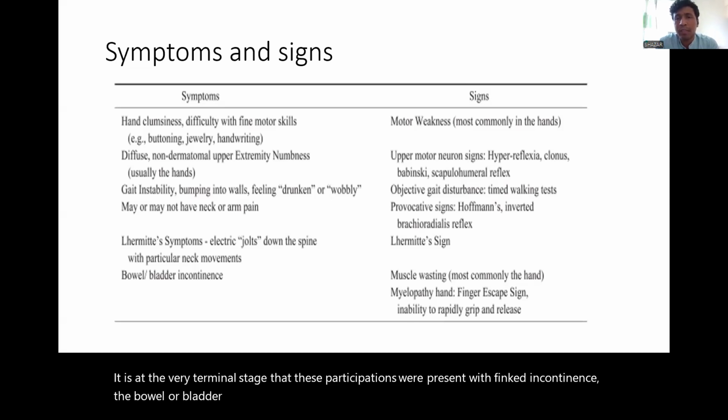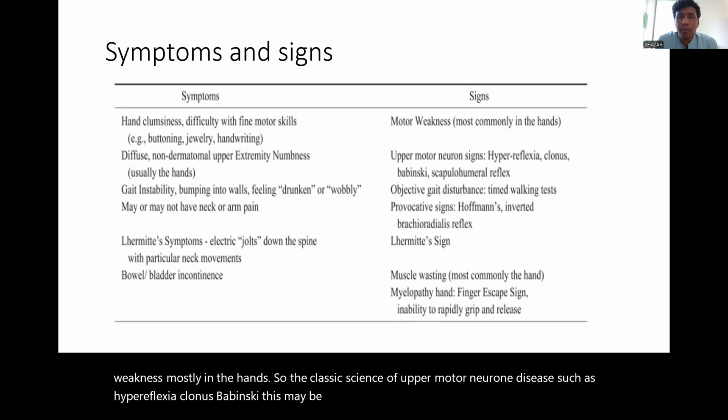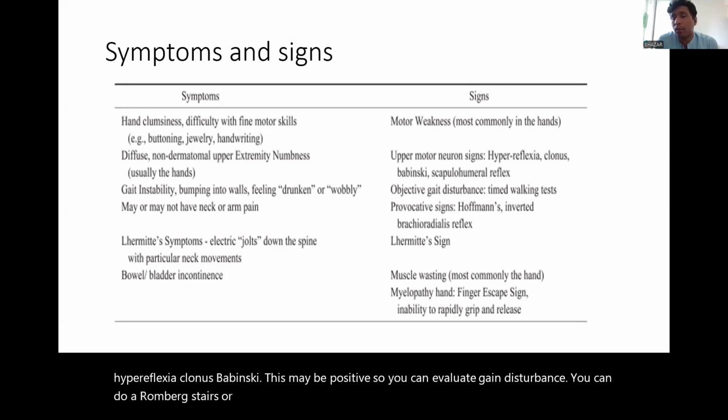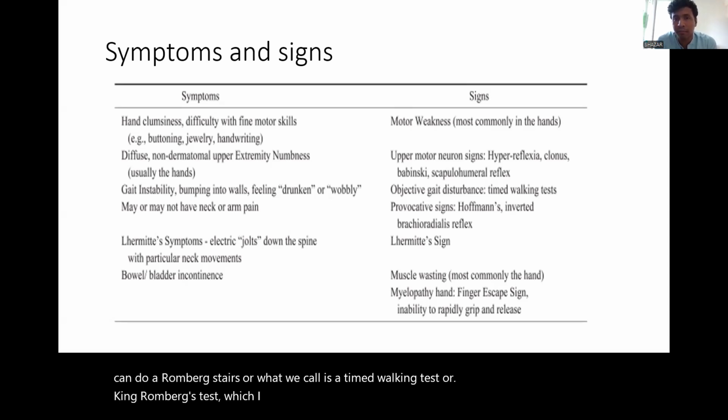When you examine this patient, you would have some motor weakness, mostly in the hands. The classic signs of upper motor neuron disease, such as hyperreflexia, clonus, and Babinski, may be positive. So you can evaluate gait disturbance. You can do a Romberg's test, or what we call a timed walking test, or a walking Romberg's test, which I will discuss with you later.